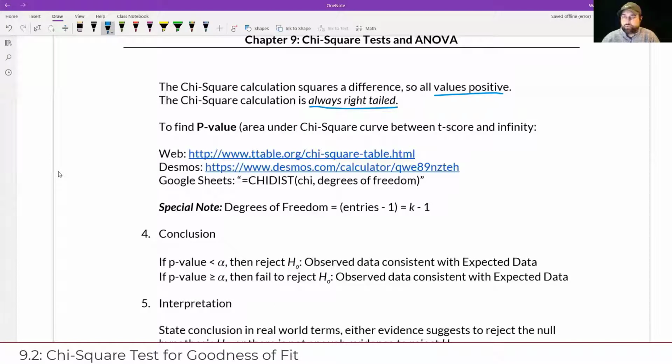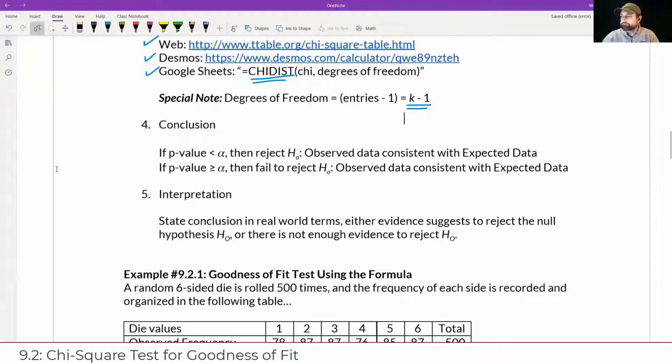Once you have that chi-squared value, you can either use a web page, Desmos, or Google Sheets in order to calculate the area under that curve. You're going to be using Google Sheets with chi-dist. In this case, the degrees of freedom is equal to k minus 1, so the number of items that you have minus 1. Then you run your conclusion. You compare your p-value to your significance level, and you say, we either reject the null hypothesis or we fail to reject the null hypothesis, and then you state your results.